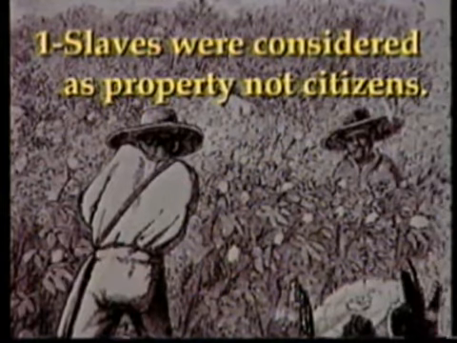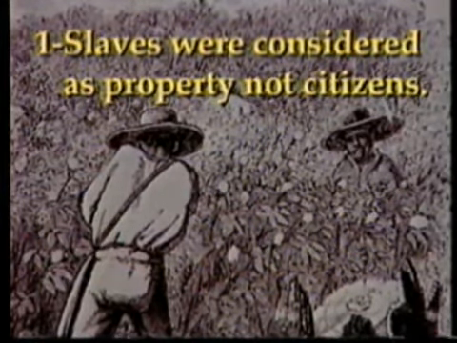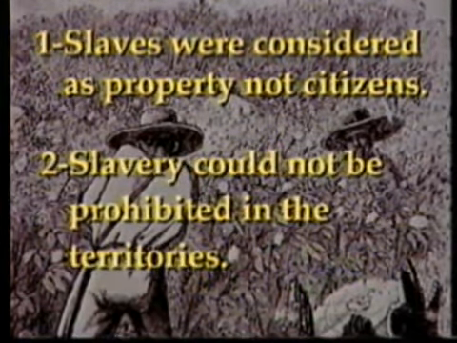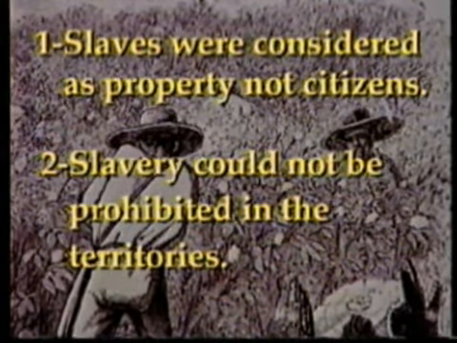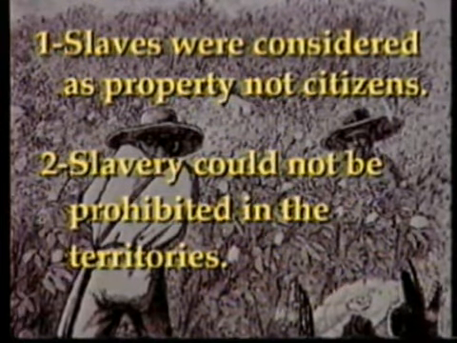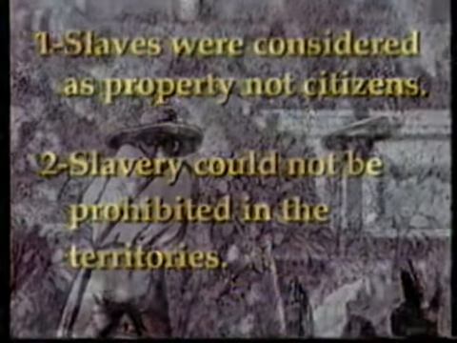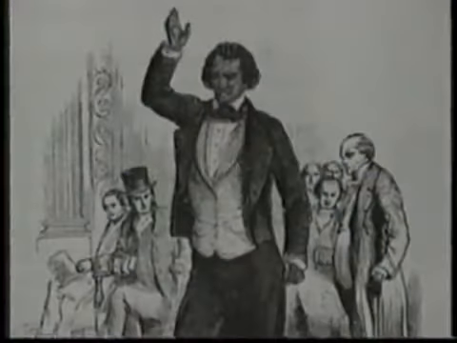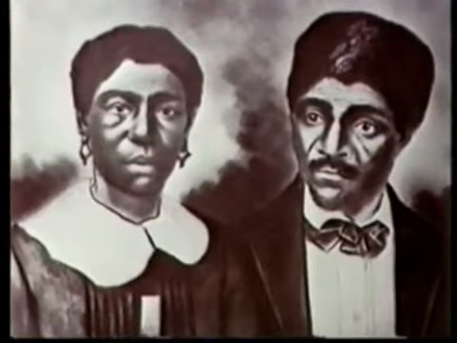Second, the court claimed that the Missouri Compromise was unconstitutional and that slavery could not be prohibited in the territories. Taney's ruling meant that only a constitutional amendment could outlaw the expansion of slavery. At the time, this was considered politically impossible. The Dred Scott decision infuriated the nation's anti-slavery forces and was a factor leading to the Civil War. Ironically, 2 months after the court's decision, Dred Scott was given his freedom by a new owner.